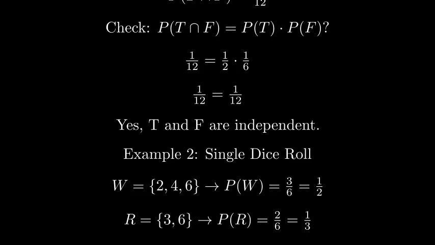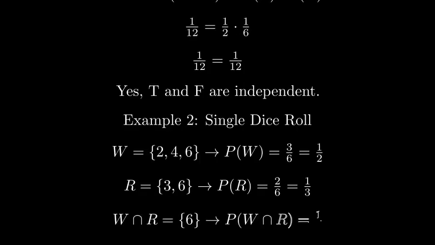Next, we need their intersection, W intersect R. This is the set of outcomes divisible by both 2 and 3. The only number in our sample space divisible by both 2 and 3 is 6. So the intersection is just the set {6}, and its probability is 1 out of 6.